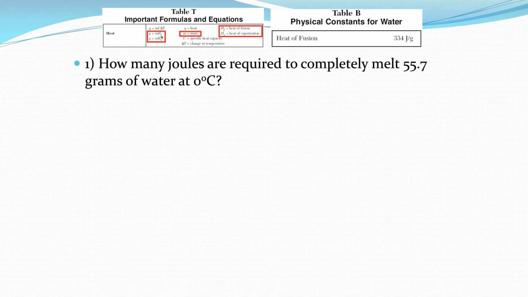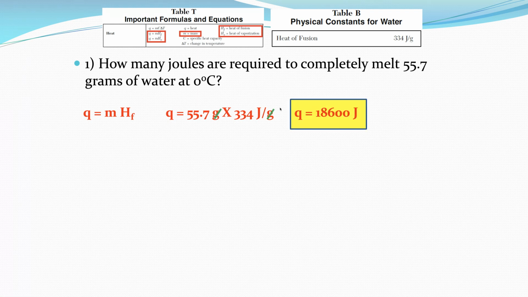So how many joules are required to completely melt 55.7 grams of water? Well, Q equals mass times heat of fusion. So we plug in the mass, 55.7 grams, times 334 joules per gram. The grams will cancel and leave you with joules. And of course, 3 sig figs. We have 3 sig figs in our final answer.